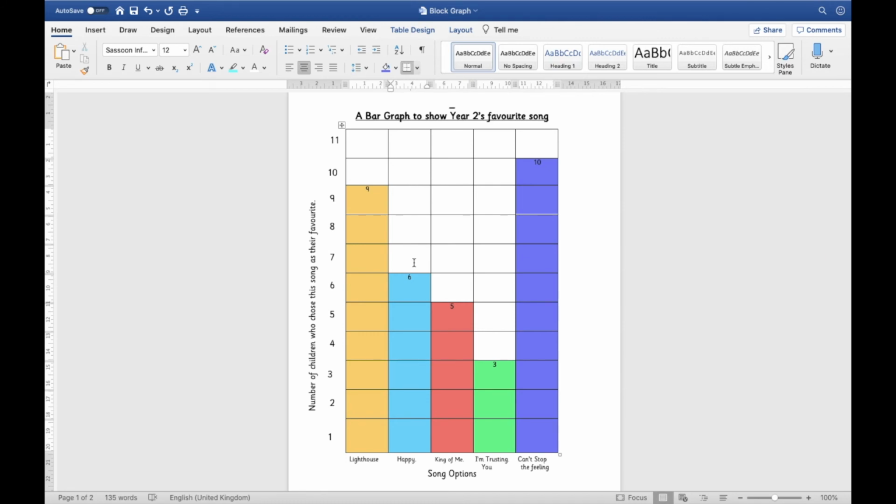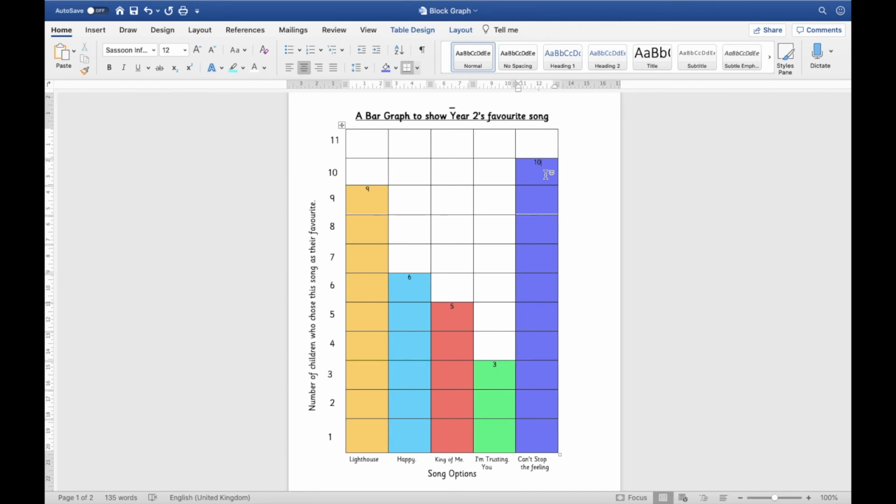Okay, I'm going to ask you another question. What's the difference between the amount of votes for Happy and the amount of votes for Can't Stop the Feeling? So what's the difference between Happy and Can't Stop the Feeling? Okay, so the difference between 6 and 10, or 10 take away 6. Okay, if you said that the answer was 4, then that's really, really super well done.